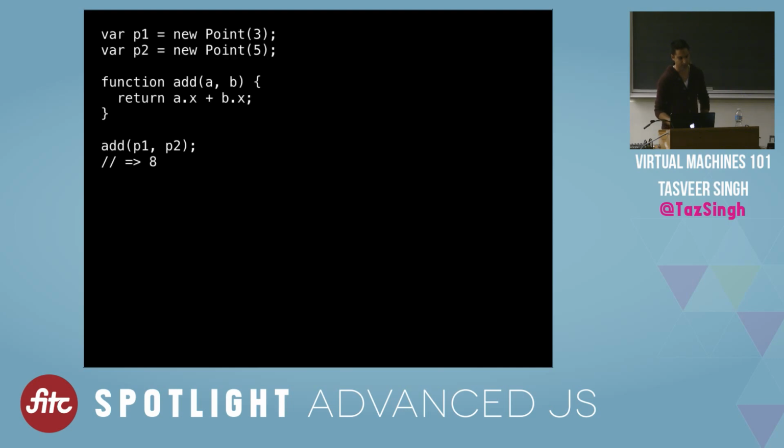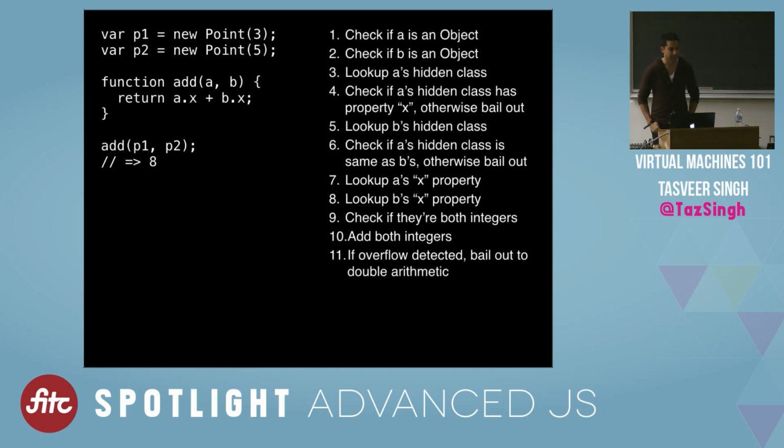Once again, just to demonstrate this, I have our same point class we defined before. In this case, I'm only defining the x property on it, not defining anything else. And we have an add function, which does a plus operation on both of a plus b's x properties. And it gives us 8. So this is what an inline cache initially looks like.